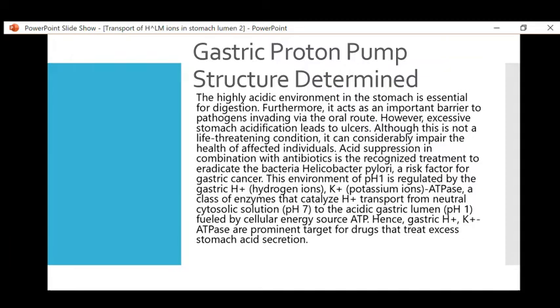This environment of pH 1 is regulated by the gastric hydrogen ion, potassium ion ATPase, a class of enzyme that catalyzes hydrogen ion transport from the neutral cytosolic solution of pH 7 to the acidic gastric lumen of pH 1, fueled by the cellular energy source ATP. Hence, gastric hydrogen potassium ATPases are prominent targets for drugs that treat excess stomach acid secretion.